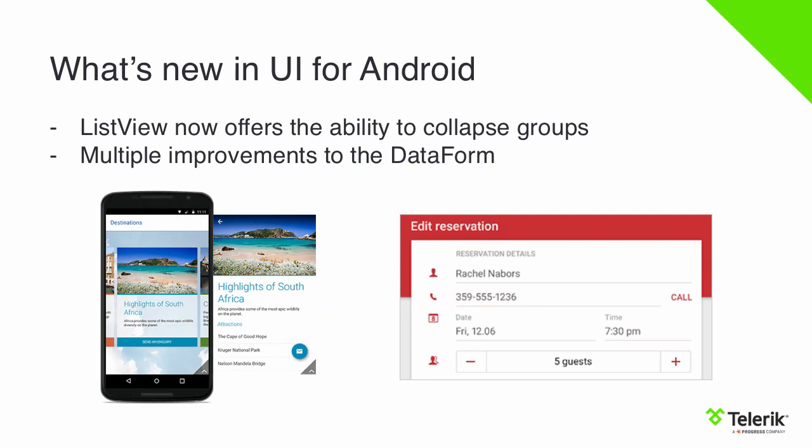With the list view, we've added the ability to collapse groups. With the data form, email, phone, and password editors have been added, giving users better entry form fields when submitting data. We've also added validator and editor parameters to annotations. This allows you to have better control over how they are emitted through the data form to the user. And finally, we've added the ability to edit JSON objects and to set editor properties through JSON schema. Let's take a look at the latest features now available in Telerik UI for Android.